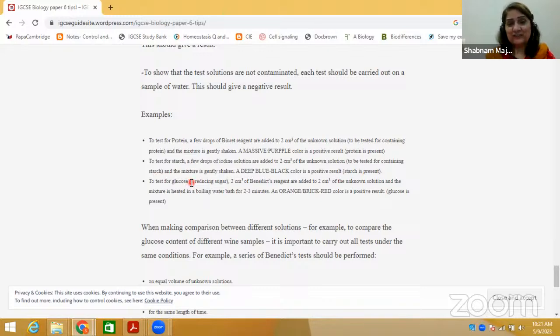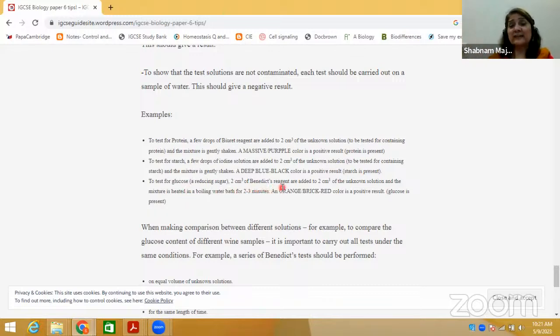And the mixture gives a deep blue-black color, which is positive for starch. To test for glucose as a reducing sugar, you know, there is a non-reducing sugar, sucrose, not in your course, it's in A-levels, but reducing means it reduces copper ions in copper sulfate, and you get the orange red. So all monosaccharides and disaccharides are reducing sugars except sucrose, as I already mentioned, just for the sake of information.